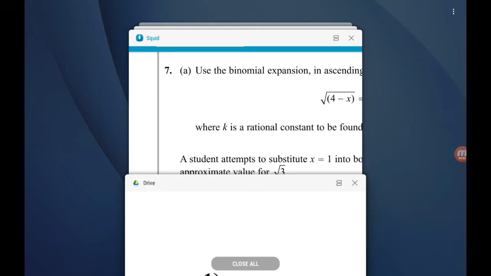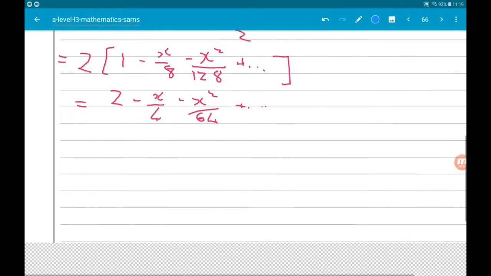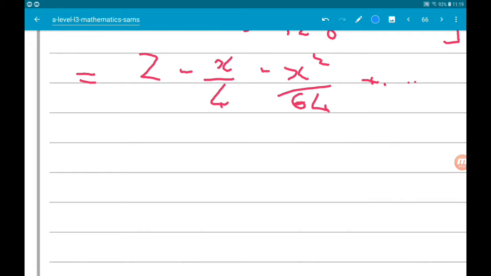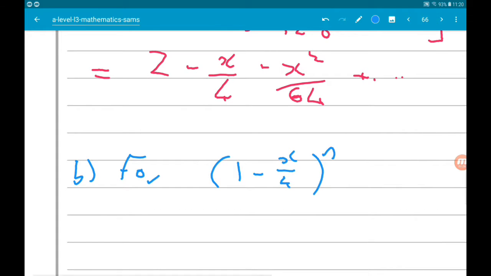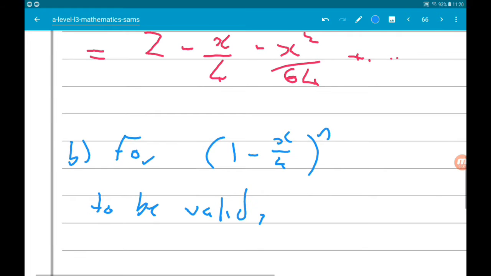So, for this one to be valid, we don't care about the 2 we had on the outside, so for 1 minus x over 4 to any power n to be valid, the modulus of x over 4 has to be less than 1.